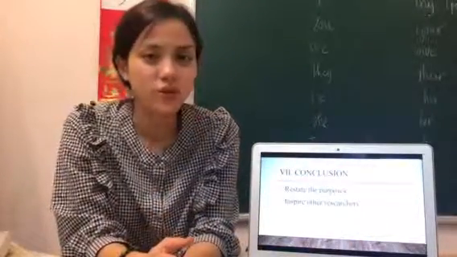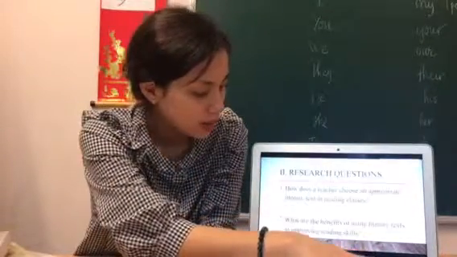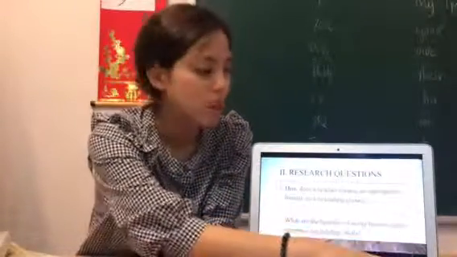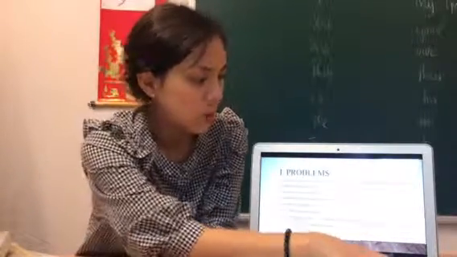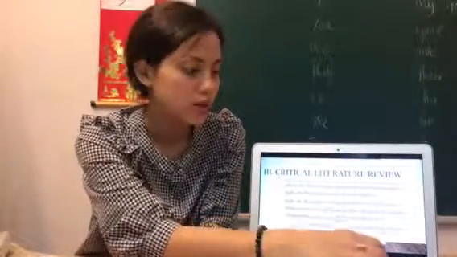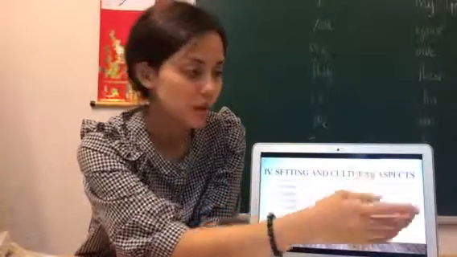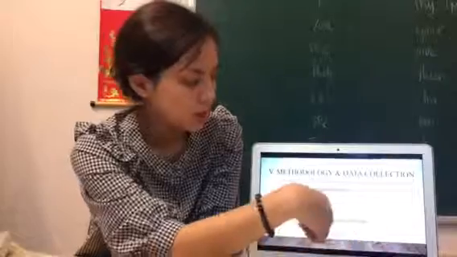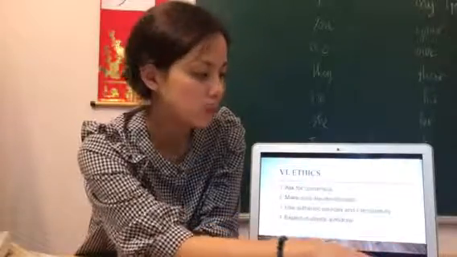Okay, so I have introduced to you 6 parts of my research. The very first one is about the problems and the rationale. Number two is my research questions. Number 3 is the literature review of 3 research. Number 4 is about setting and cultural aspects. Number 5, methodology and data collection. Number 6 is some ethical considerations.